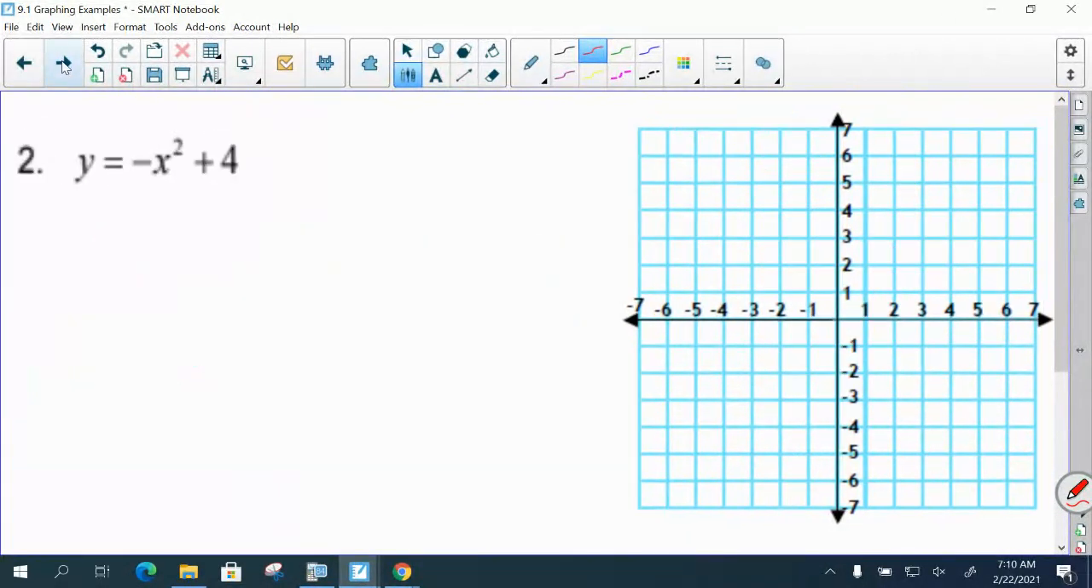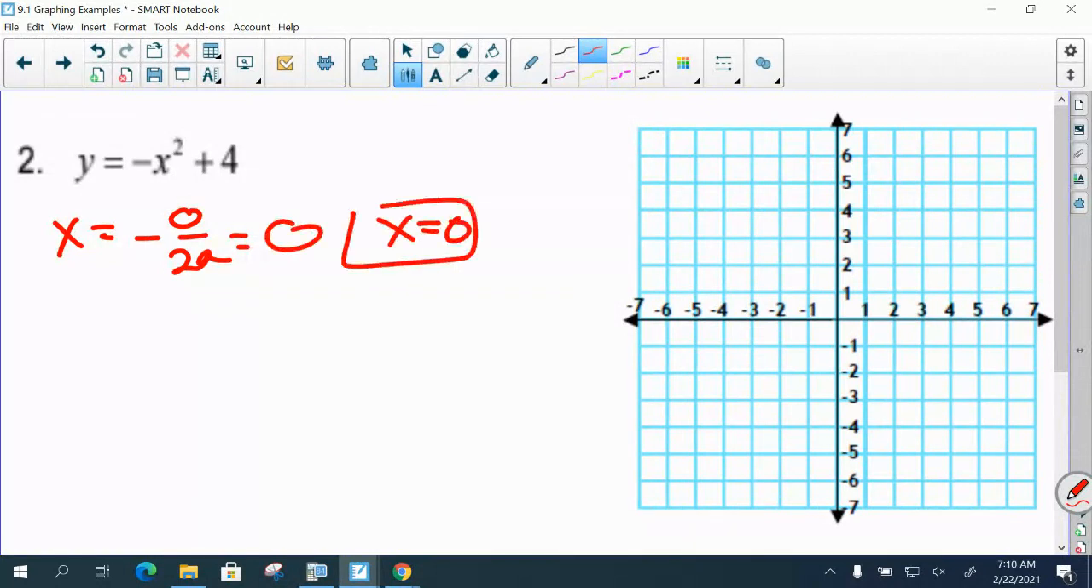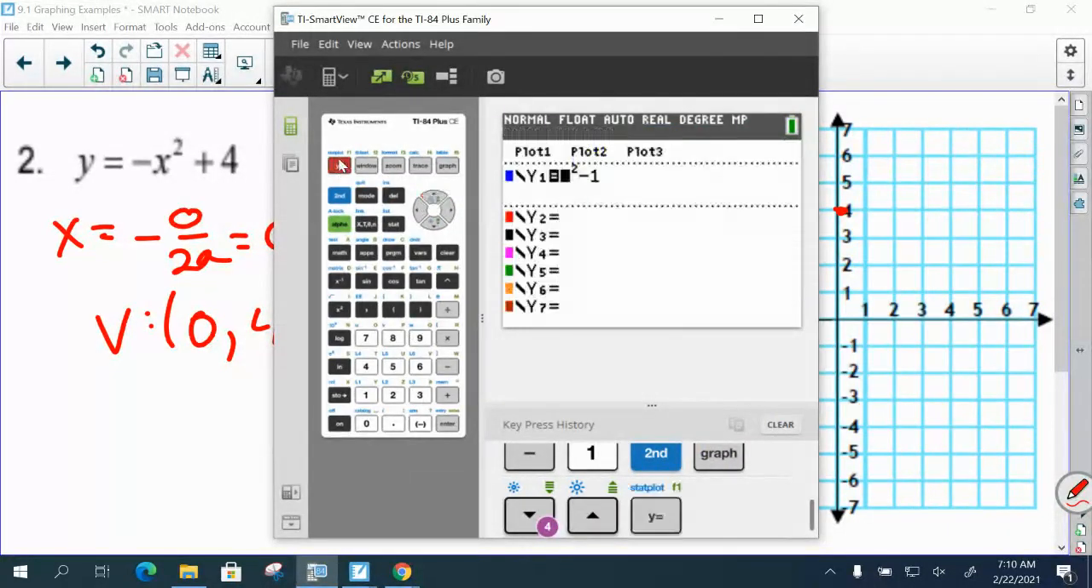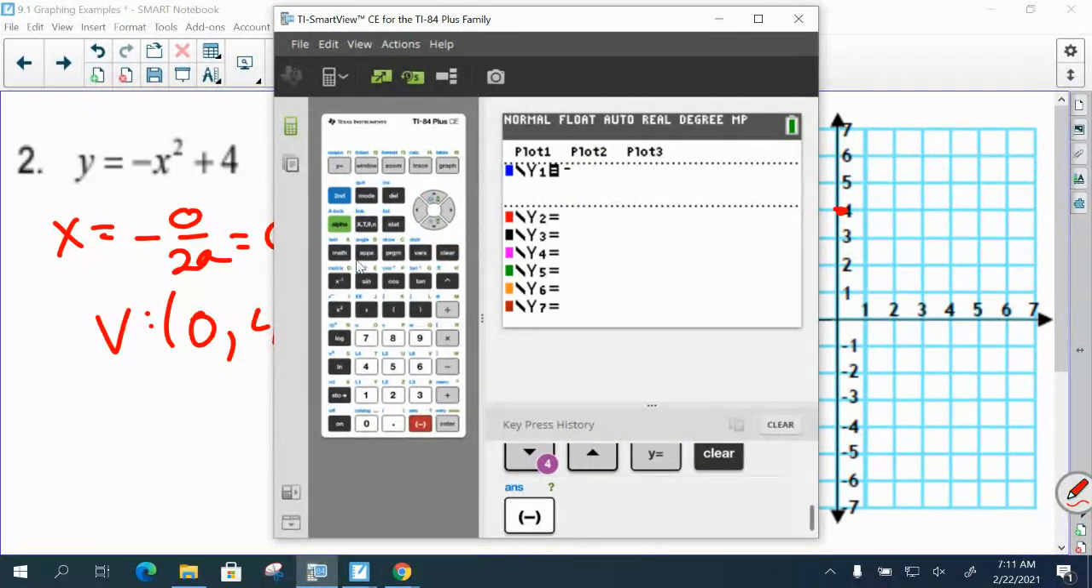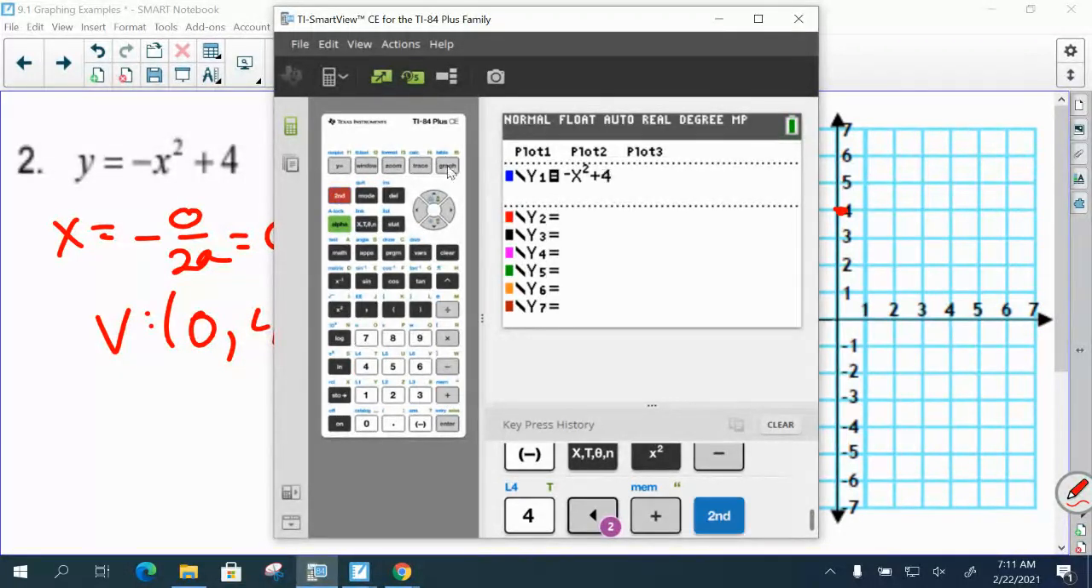Okay, so negative x squared plus 4. If you wanted to find the axis of symmetry, you do negative b over 2a, but here b is 0, so you just get 0. So x equals 0, which means the vertex is 0, 4. Plot 0, 4. And since this parabola is negative, it's going to be opening down. So let's type it into our calculator: negative x squared, oh sorry, plus 4. Okay, go to your table.